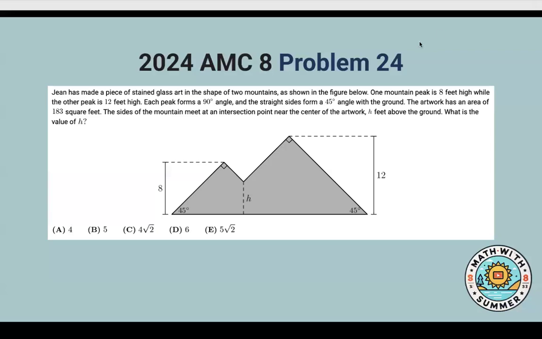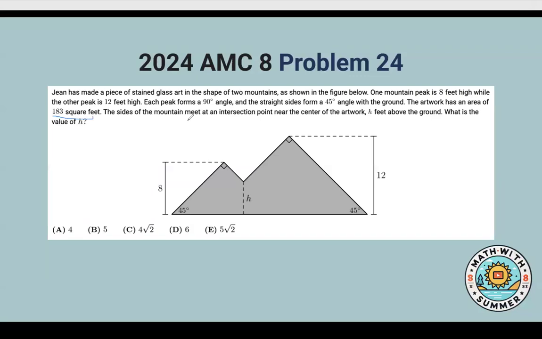Hi guys, this is for AMC problem 24, and we have this geometry problem here. It says Jean has made a piece of stained glass art in the shape of two mountains as shown in the figure below. One mountain peak is 8 feet high, while the other mountain peak is 12 feet high. Each peak forms a 90-degree angle, and the straight sides form a 45 degree angle with the ground. The artwork has an area of 183 square feet.